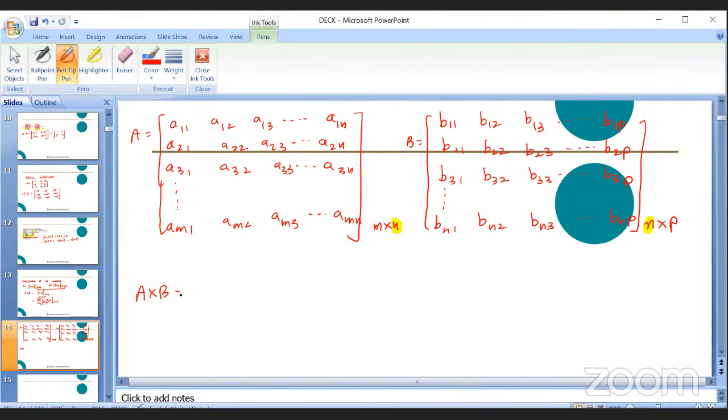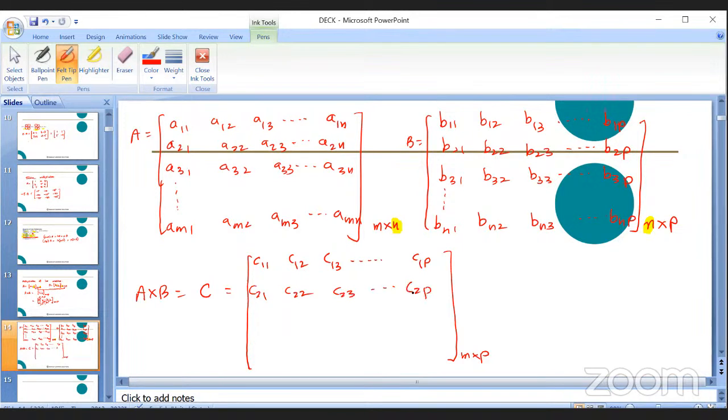So A into B will give you C. And in C, how will the matrix C be? M by P. That means m rows, p columns. So C11, C12, C13 up to C1p, C21, C22, C23 up to C2p, C31, C32, C33 up to C3p, and Cm1, Cm2, Cm3 up to Cmp. This is the multiplication of the matrix.